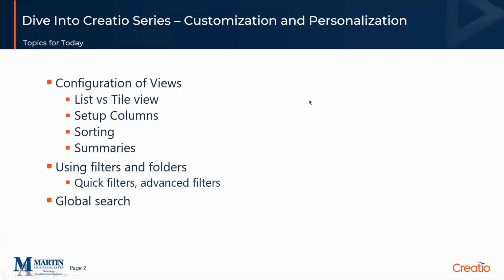Today we'll be going over the configuration of views and talk a little bit about how you can add columns, use filters, sort the data, set up summaries, and export that to Excel. Then after that, we'll get into advanced filters, which you can save as folders, and how those work and how you can tweak things that way.